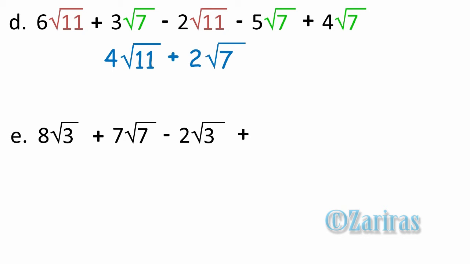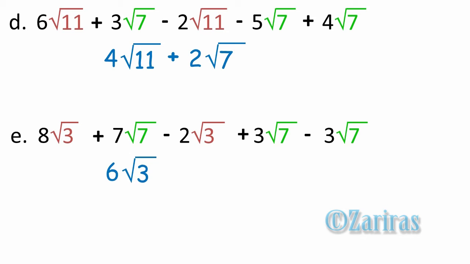Next, question E. 8 root 3 plus 7 root 7 minus 2 root 3 plus 3 root 7 minus 3 root 7. So the last part we could just cancel off, no? Okay, let's see before that. Here we have root 7 and root 3 as the thirds. Let's see the root 3 first. So root 3 we can place the third. Now we can see the coefficient. 8 minus 2 is 6. 6 root 3.